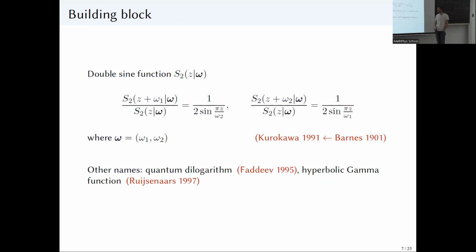So the double sign function is a special function which is a solution of these two different equations. It is a function of the complex variable z, and it depends also on 2 parameters, omega 1 and omega 2. These are the same omegas as in the Hamiltonians. The double sign function is a special solution of these two equations. In each equation, we shift the variable z by omega 2 or omega 1 and obtain on the right the usual sign function with omega 1 or omega 2 in its argument.